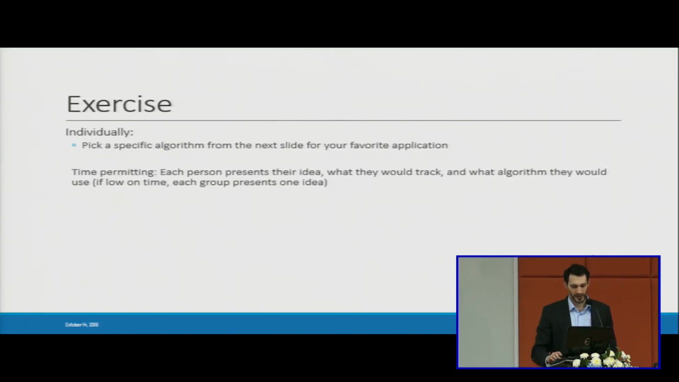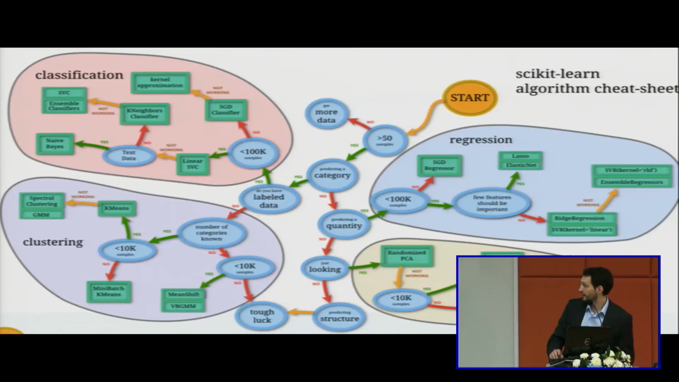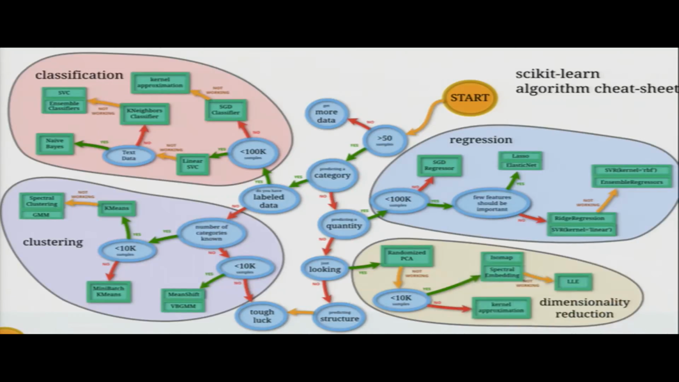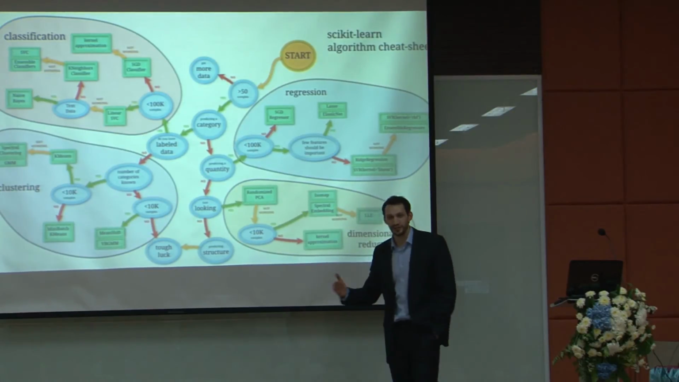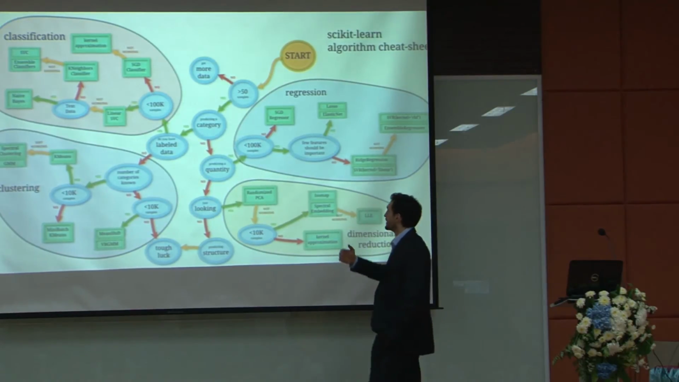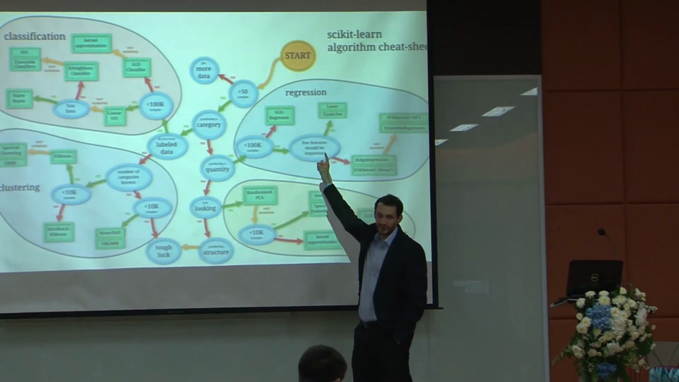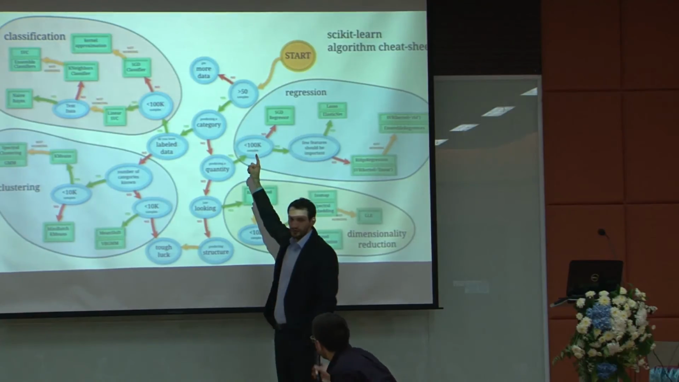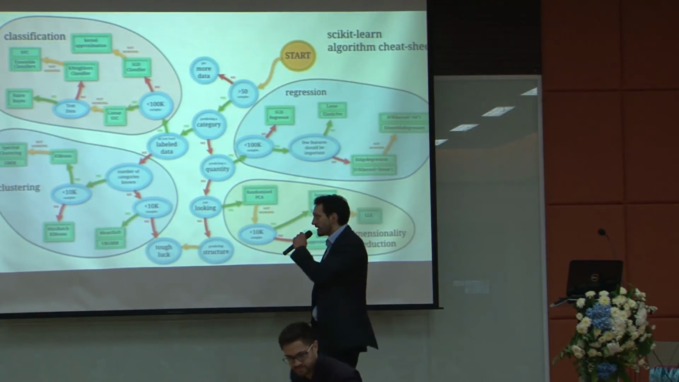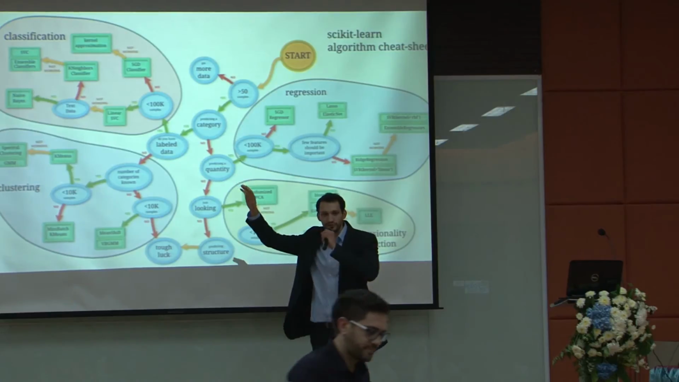So I have a cheat sheet for you here. Is that readable? Can you read that? Maybe? Okay, it's kind of hard to read. You can come up here later and look at it if you want. But you start here at start, and then the next question is, do you have greater than 50 samples, 50 data points?